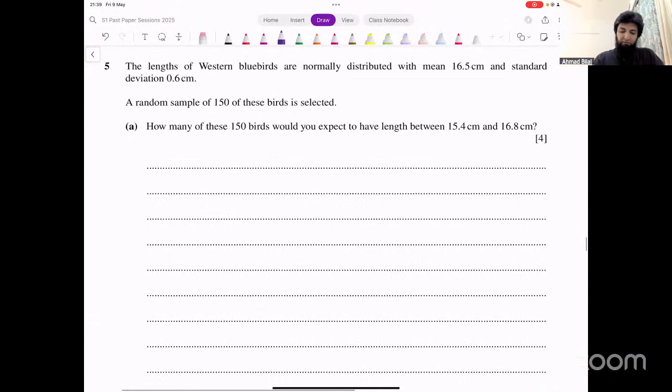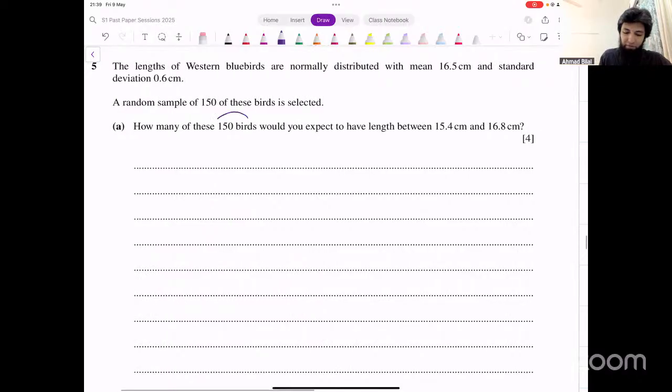The lengths of Western bluebirds are normally distributed, with mean 16.5 and standard deviation 0.6. A random sample of 150 of these birds is selected. How many of these 150 birds would you expect to have length between these two values? So first of all, find the probability of one bird having the length between these two values. Let's find the probability for that.